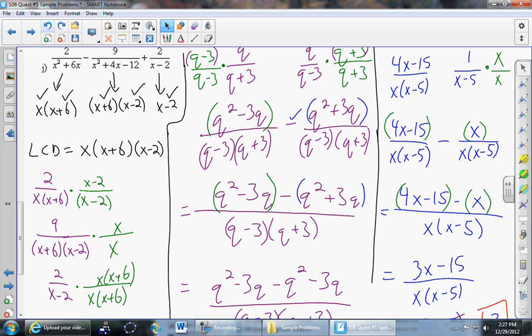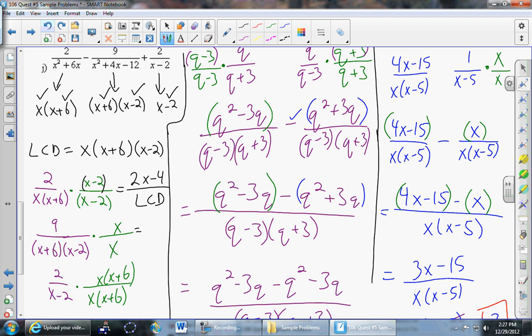Okay, so now I'm going to distribute upstairs. So the 2 is going to multiply by the x minus 2. Put parentheses there if you want. So we get 2x minus 4 over, and I'm not going to write this whole thing out, but what is it? x plus 6, x minus 2. That's exactly the LCD. So I'm going to put LCD.